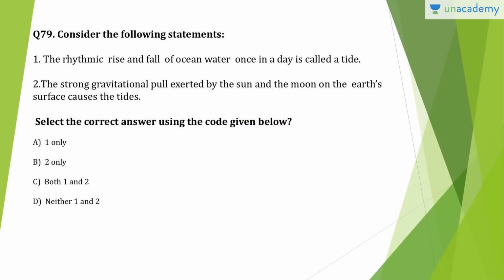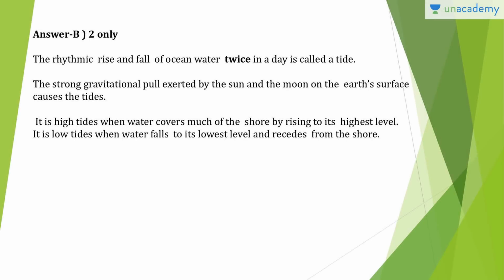Question number 79. Consider the following statements. The rhythmic rise and fall of ocean water once a day is called a tide. That statement is wrong. That is twice a day. It is never once a day. The strong gravitational pull exerted by the sun and the moon on the earth's surface causes the tide. So that is correct. The answer is B, 2 only.